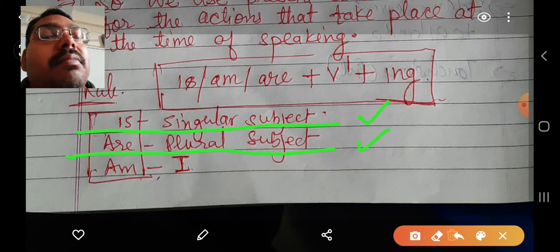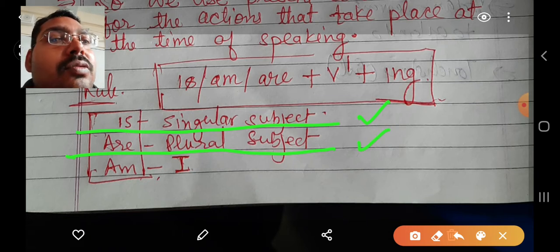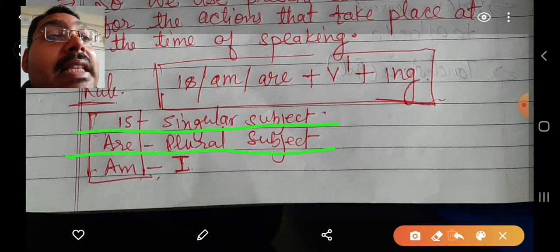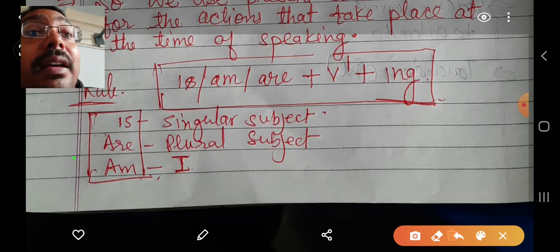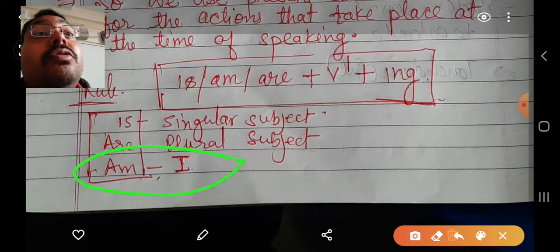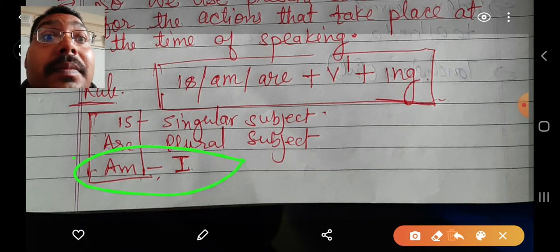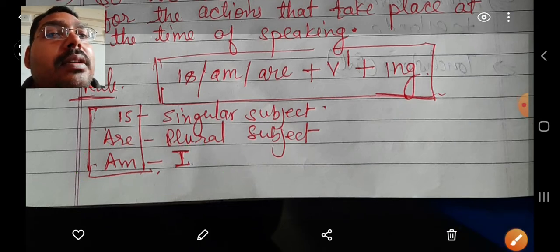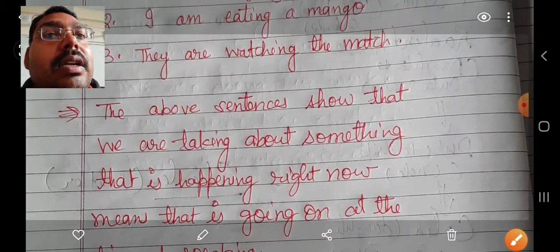Singular and plural we have read in our previous classes, so this is not a big task. You can easily understand, and you know what a subject is. We have already read about subject and predicate. So if in a sentence we need to use a singular subject, then you use is. If we need to use a plural subject, then you use are. And if I is the subject, you need to use am. Okay.